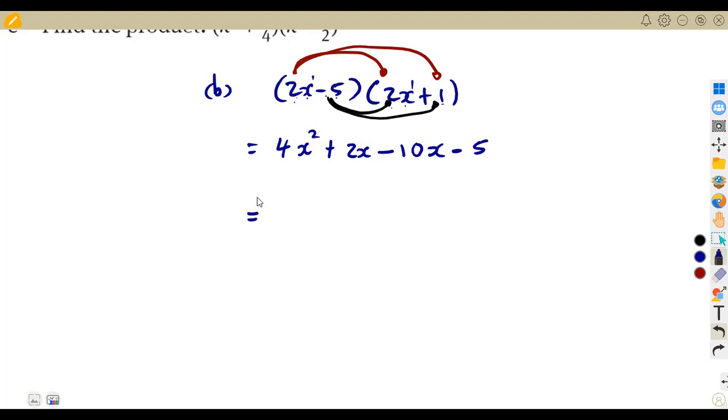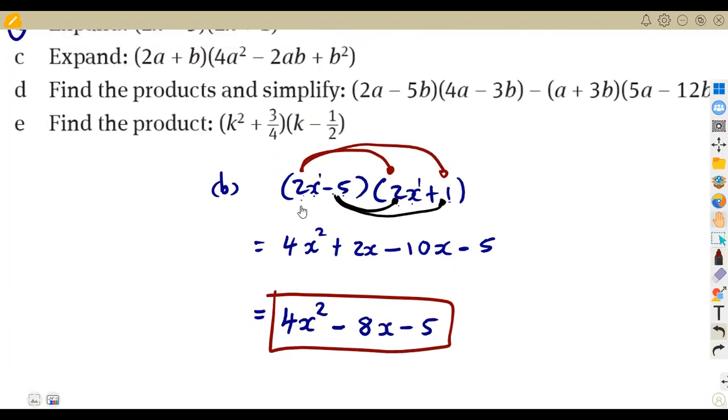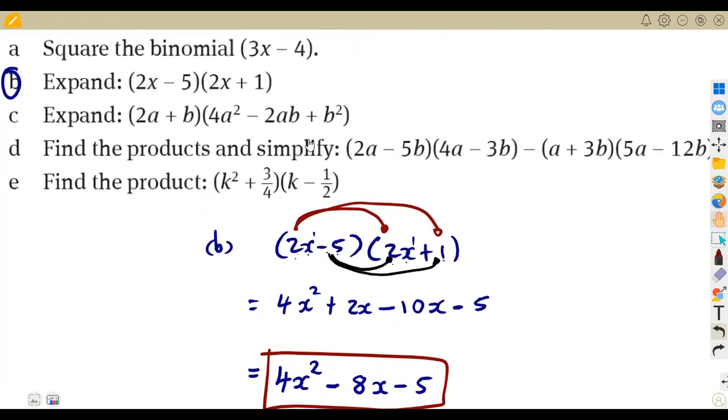And on this part, we are going to collect our like terms. So that is, we're going to have 4x squared, and the like terms here, we've got 2x and 10x. So if I subtract 2 minus 10, that is minus 8. So we are going to obtain minus 8x minus 5. All right, so that is how we can simply expand whatever type of an expression that you might be given in your simplification.